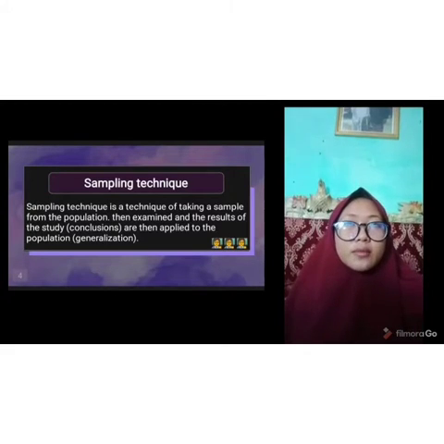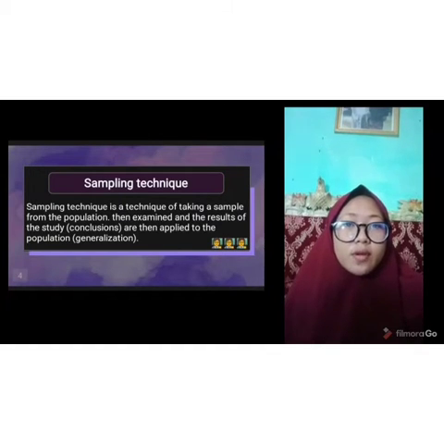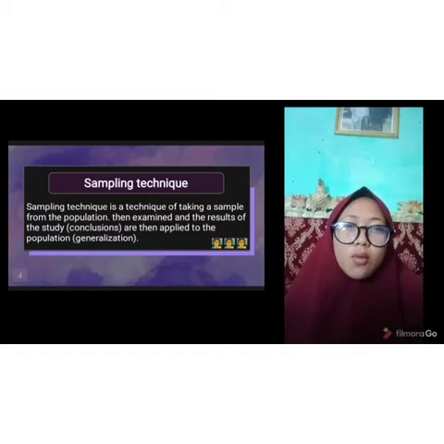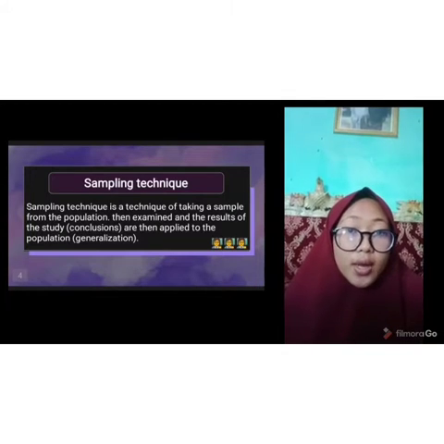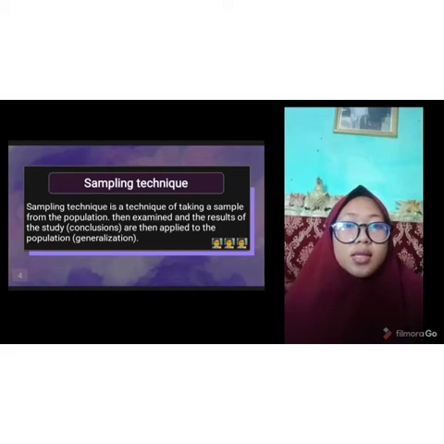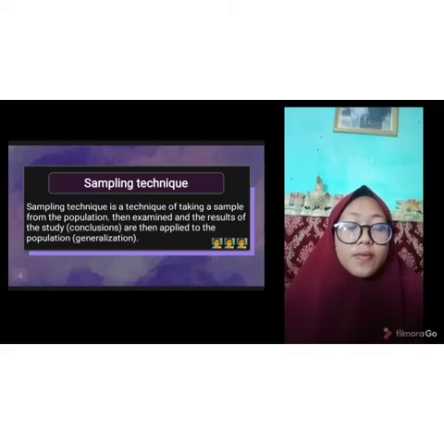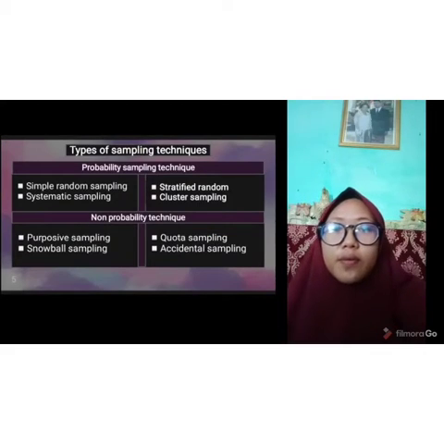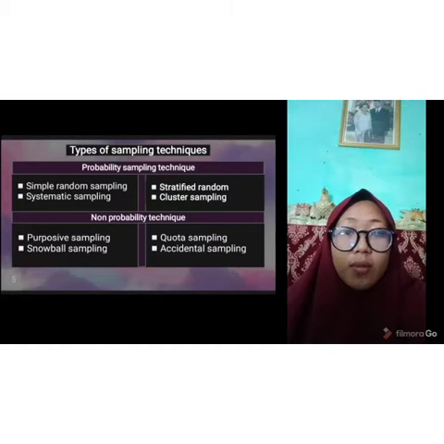Okay, the sampling technique can be done if the population is homogeneous, or has the same characteristics or at least almost the same. If the population condition is heterogeneous, then the resulting sample might not be representative or cannot describe the characteristics of the population. Okay, now for the types of sampling technique. There are two sampling techniques, probability and non-probability, which are also divided into many types or branches.